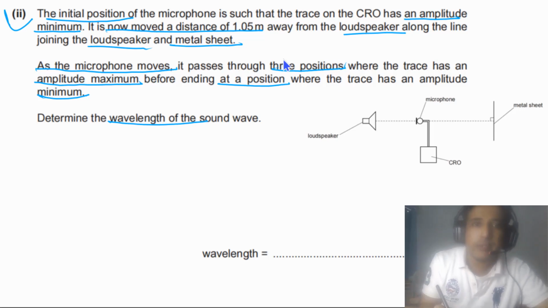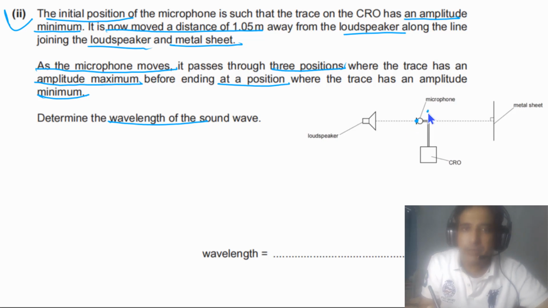So for this question, first of all, it is given to us the microphone is at minima. So here is minima, and after minima there must be a maxima, then there will be minima, then maxima, then minima, then maxima, and finally again we have minima. So we have three maxima.